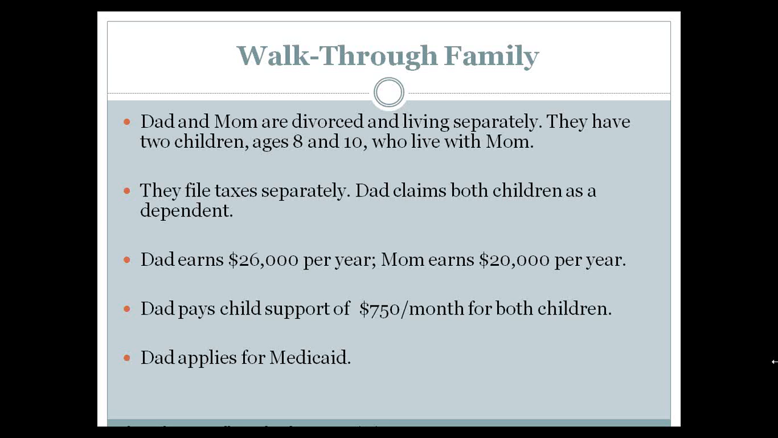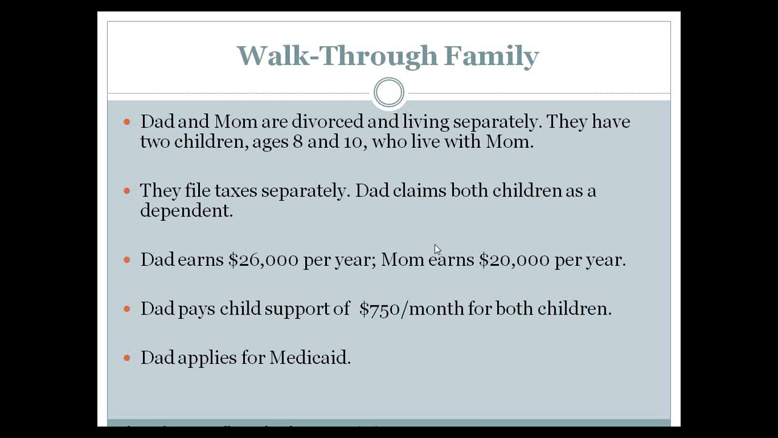For today's purposes, our family is going to be a dad and mom who are divorced and living separately. They have 2 children, ages 8 and 10, who live with their mother. They file taxes separately, and the father claims both children as dependents. The father earns $26,000 per year, the mother earns $20,000 per year, and the father pays a child support payment of $750 a month for both children. And for this application, it's going to be the father applying for Medicaid.